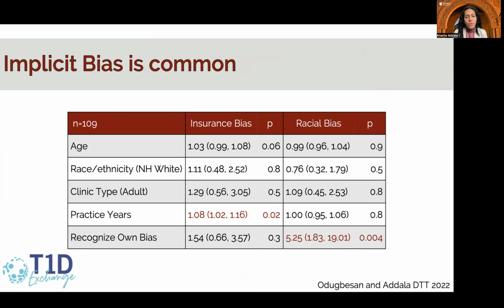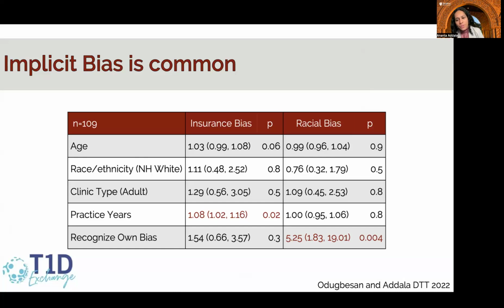But it essentially showed that clinicians who spent longer time in practice were more likely to have insurance or payer-mediated bias. And that's often because they've gotten a lot more rejections, a lot more no's, a lot more of what we call prior authorizations, and some of the challenges that are inherent to the US system.